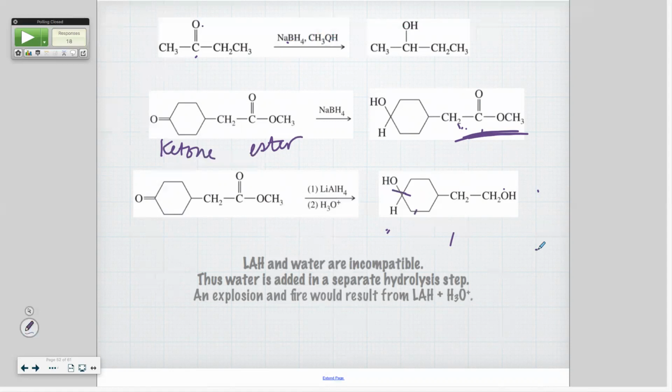Okay, lithium aluminum hydride and water are incompatible. LAH is a shorthand that gets used for lithium aluminum hydride. You probably think LiAlH4 is short enough, but I don't know, I see it in journals and all kinds of stuff. And water are incompatible, so the water is added in a separate hydrolysis step. An explosion and fire would result from LAH plus H3O+. So hence we try to avoid those things. You seeing the differences?